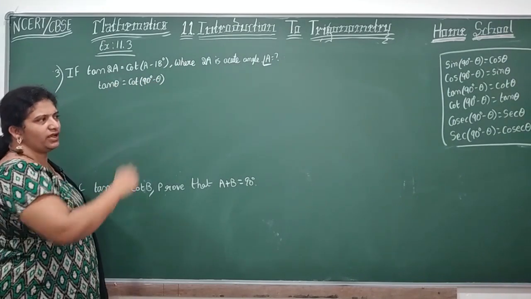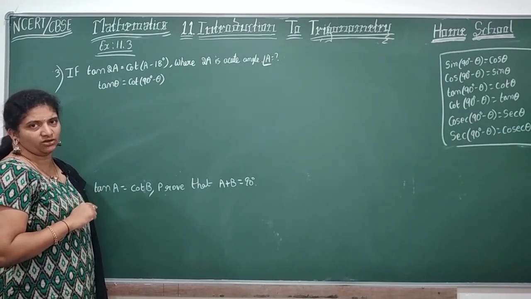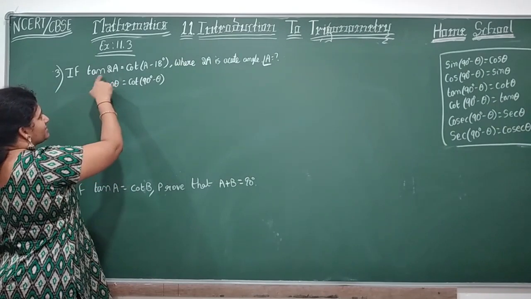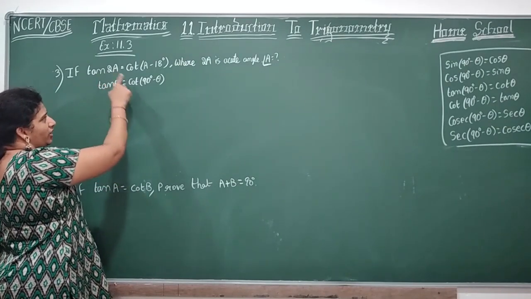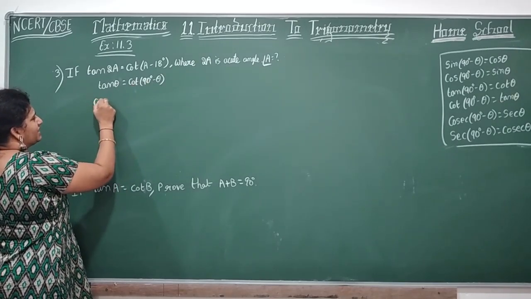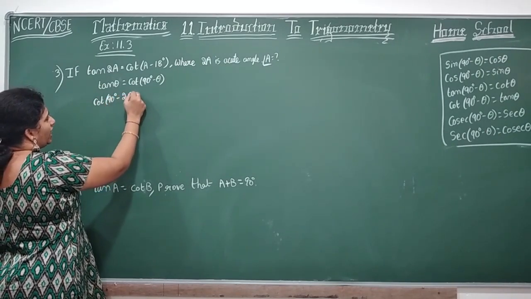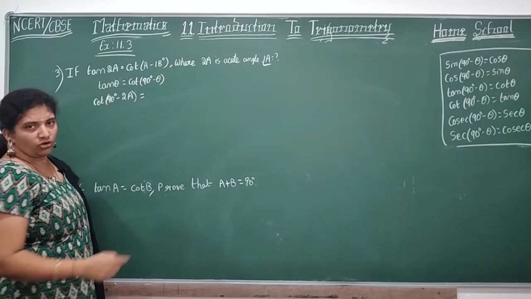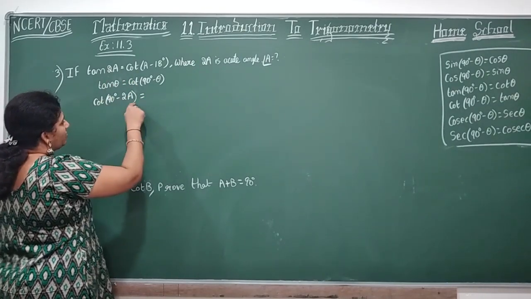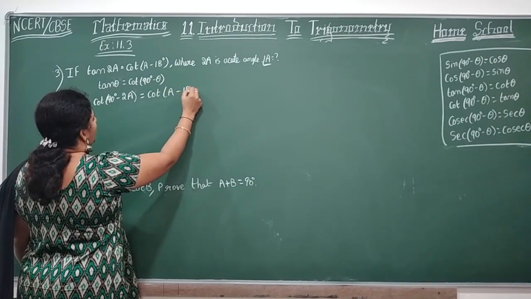Yes? You can rewrite this children. Tan 90 minus theta equal to cot theta or cot 90 minus theta is equal to tan theta. Okay. So here I can see it as tan theta. This tan theta, how can you write here? You can write it in the form of cot 90 minus theta. What is the theta value here? 90 degree minus 2A. Why am I doing this? In order to make LHS and RHS equal. So cot (90 minus 2A) is equal to cot (A minus 18 degree).